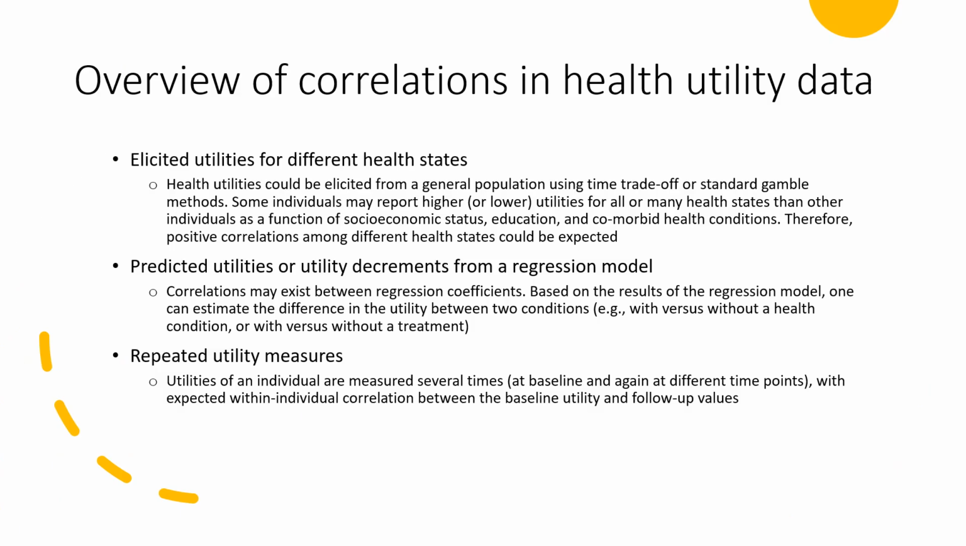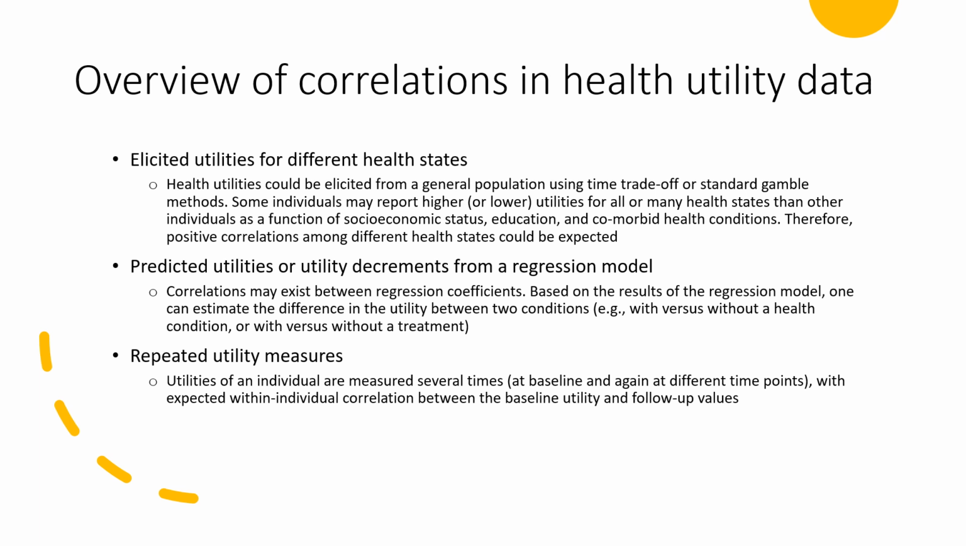There are several types of common correlations of elicited utilities for different health states. First, health utilities could be elicited from a general population using time trade-off or standard gamble methods. Some individuals may report higher or lower utilities for all or many health states than other individuals as a function of socio-economic status, education, and comorbid health conditions. Therefore, positive correlations among different health states could be expected.